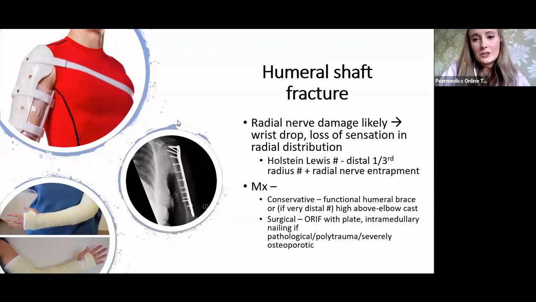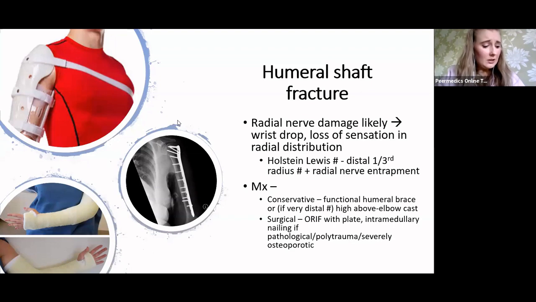So humeral shaft fractures, again, don't want to make the chart that big. Pretty common, but what you've really got to watch out for is radial nerve damage, which gives you that characteristic wrist drop and then loss along the radial distribution of your sensation. And this is quite characteristic in something called a Holstein-Lewis fracture, where the distal third of your humerus, so down here, gets fractured and the radial nerve gets entrapped.